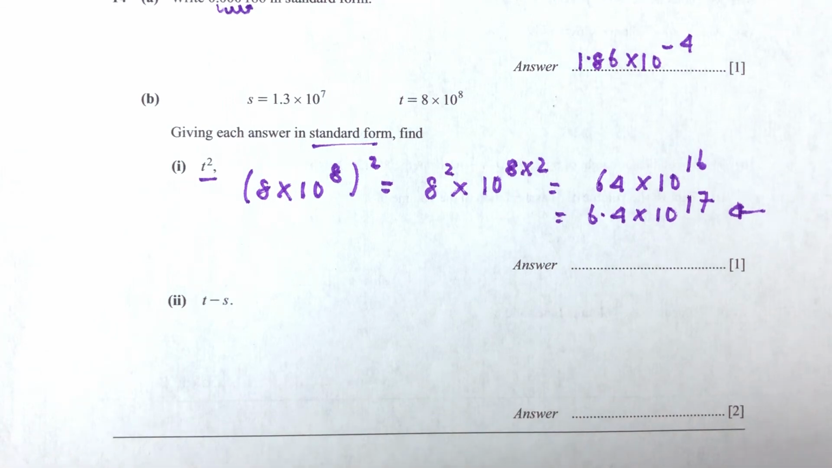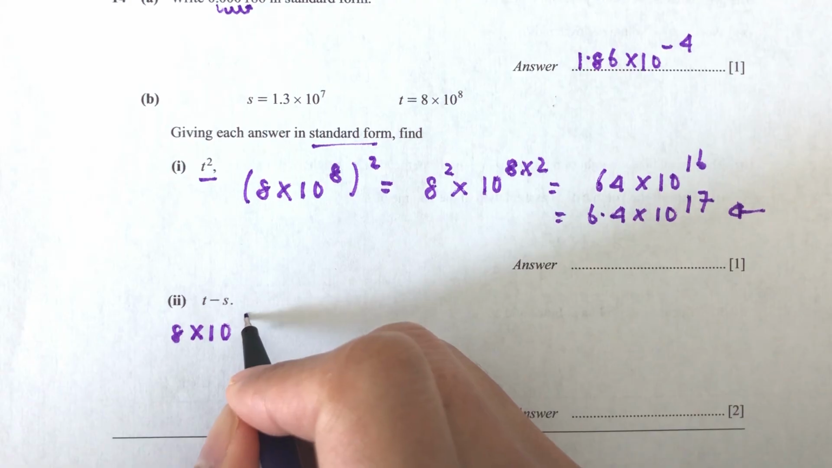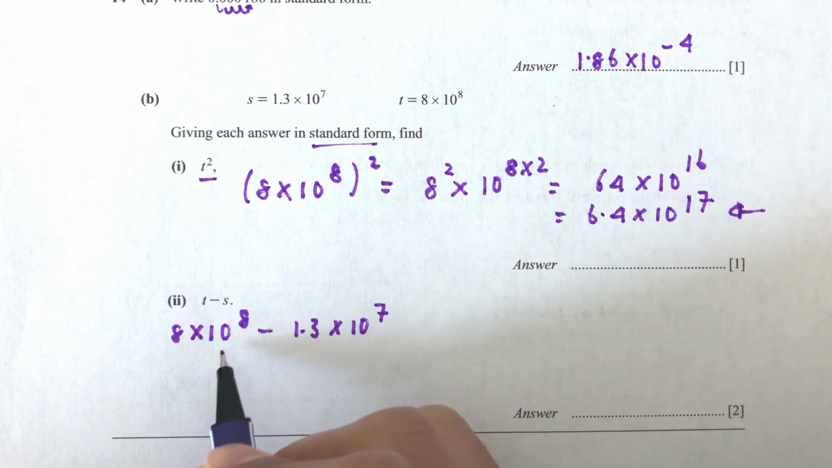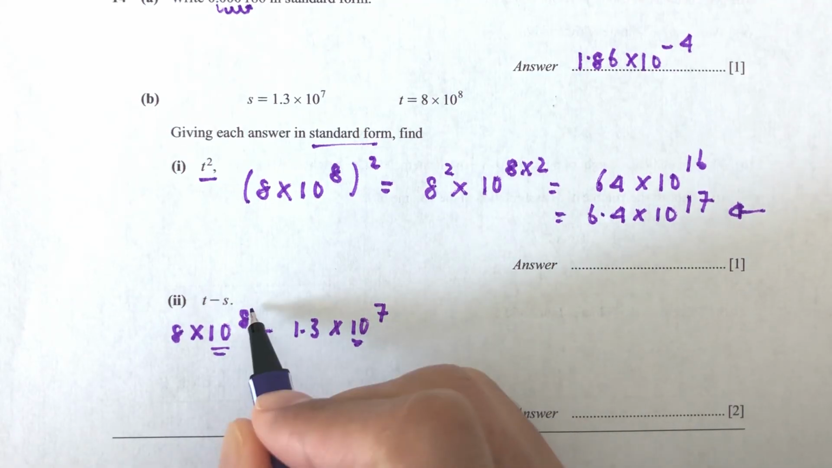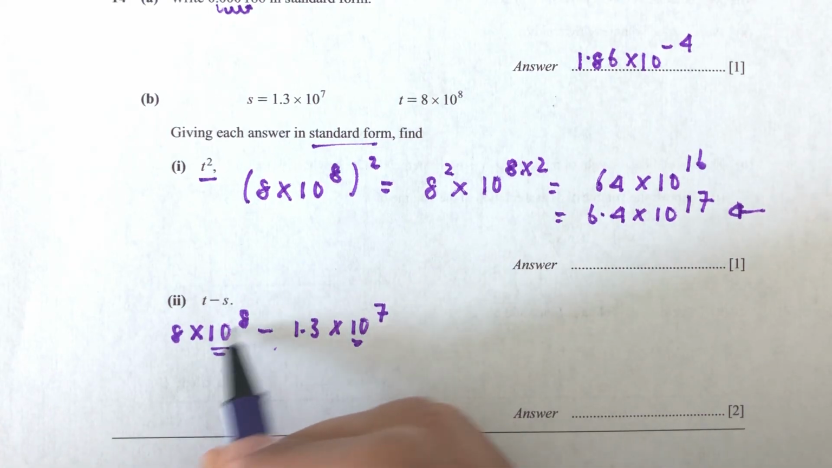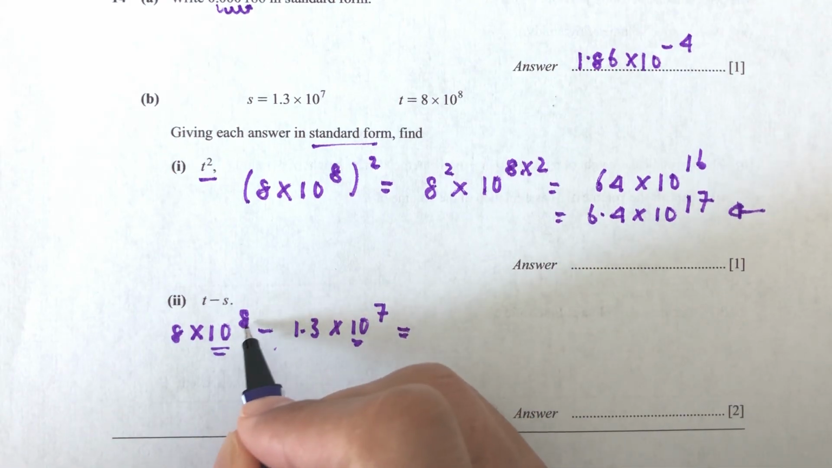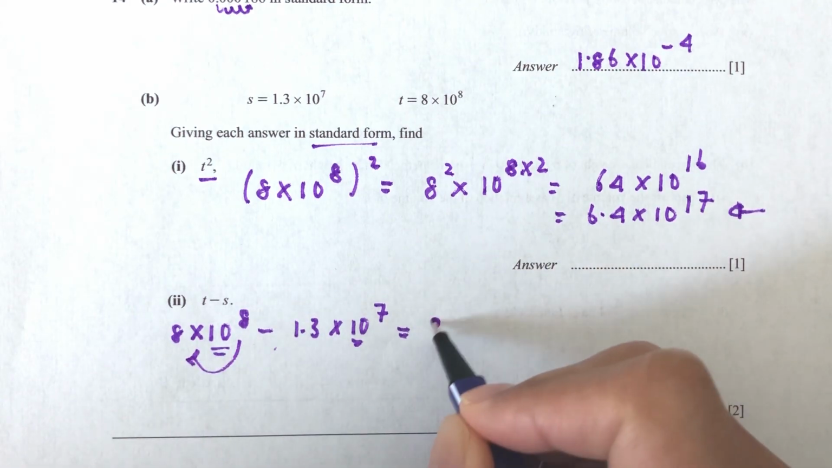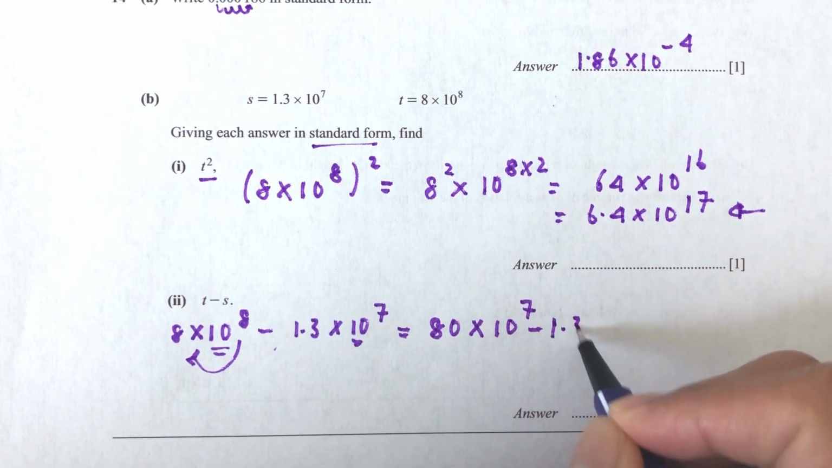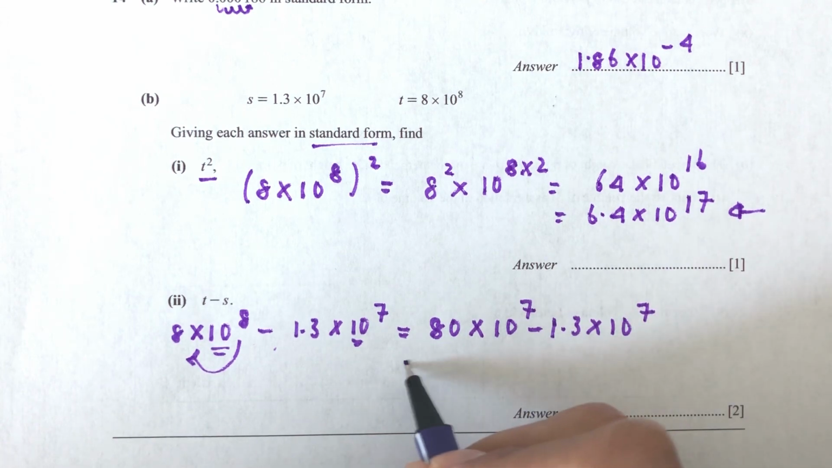Okay, now we have to do subtraction. T minus S. T is 8 times 10 to the power of 8 minus 1.3 times 10 to the power of 7. So since the powers are different on the 10s, we cannot subtract. We have to first convert the powers to the same. So we can convert this one. We take 10 off the 8. So that will become 80 times 10 to the power of 7 minus 1.3 times 10 to the power of 7. So now we can subtract because the powers are the same.